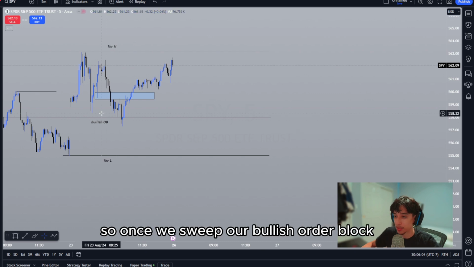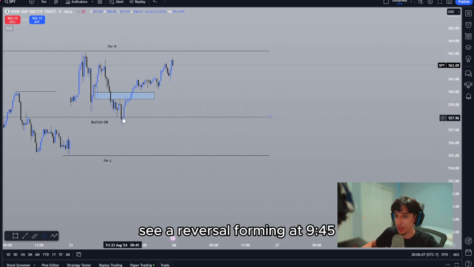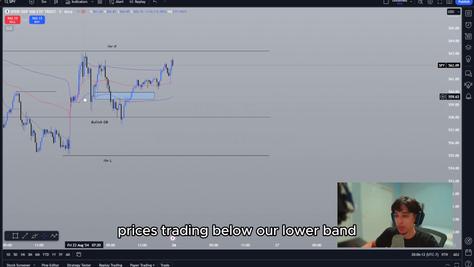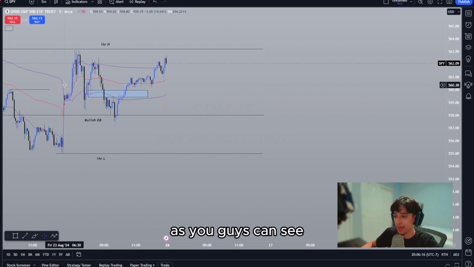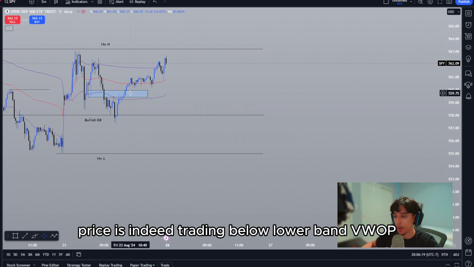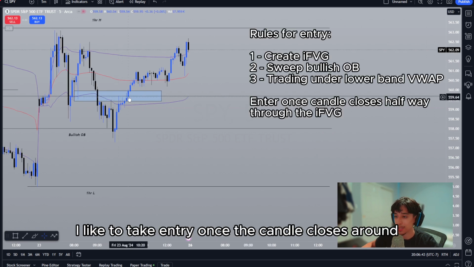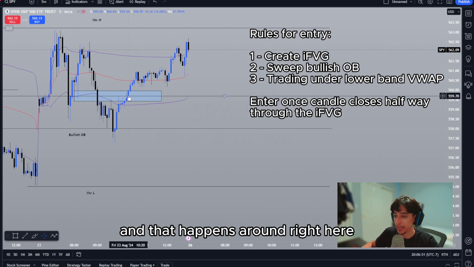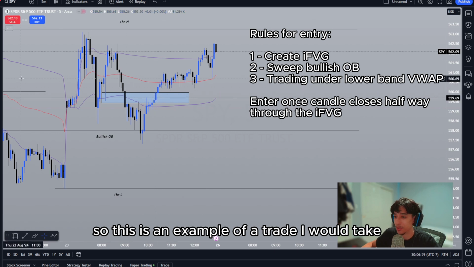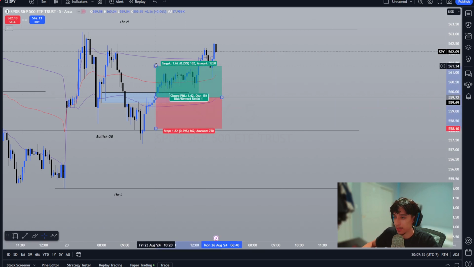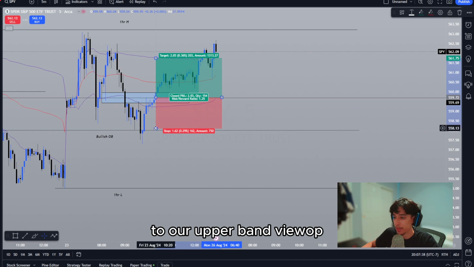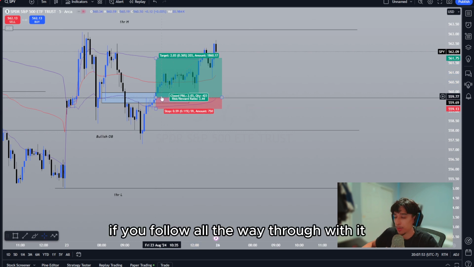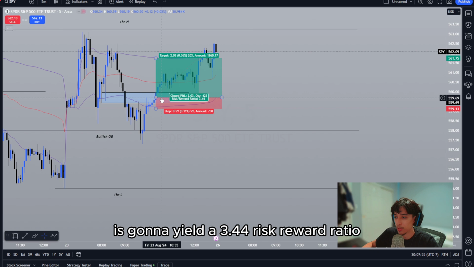So once we sweep our bullish order block, see a reversal forming at 9:45, we can pull out our VWAP indicator, and we have to make sure price is trading below our lower band VWAP. As you guys can see, price is indeed trading below lower band VWAP. I like to take entry once the candle closes around halfway through the inverse fair value gap, and that happens around right here. So this is an example of a trade I would take. 2 hour upper band VWAP. Stop losses can be set below the lower band, and this trade, if you follow all the way through with it, is going to yield a 3.44 risk to reward ratio.